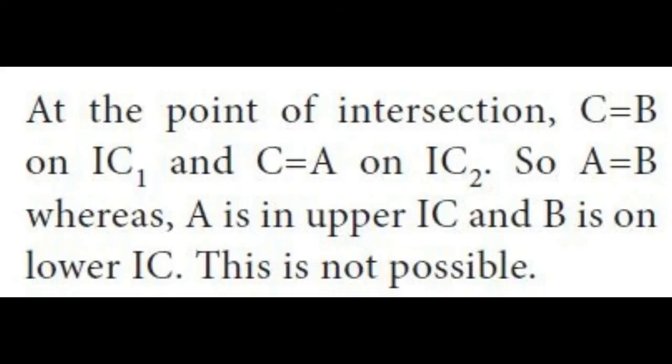At the point of intersection is C. C is equal to B on IC1 and C is equal to A on IC2. So A is equal to B. This is not possible because A and B are at different levels of satisfaction. A is on the upper IC and B is on the lower satisfaction IC.